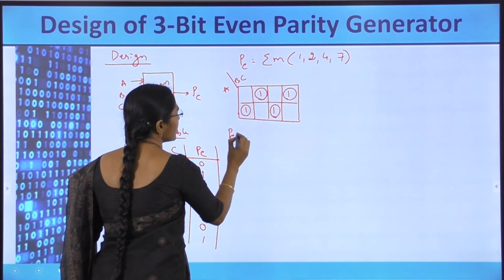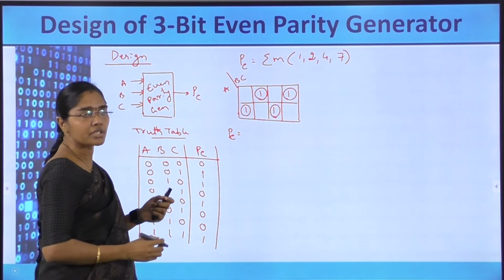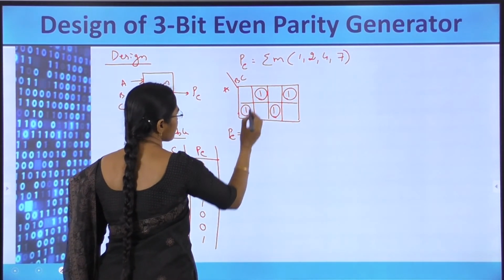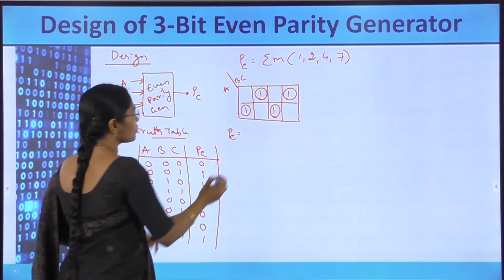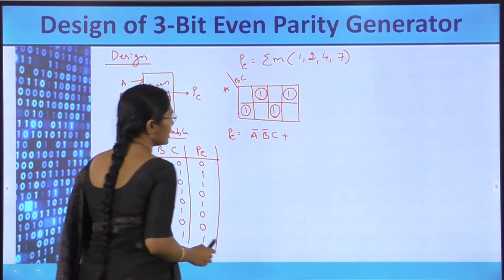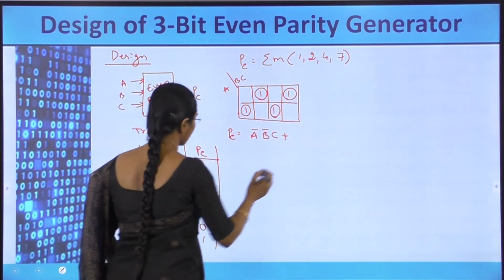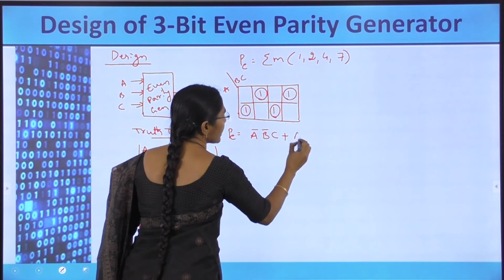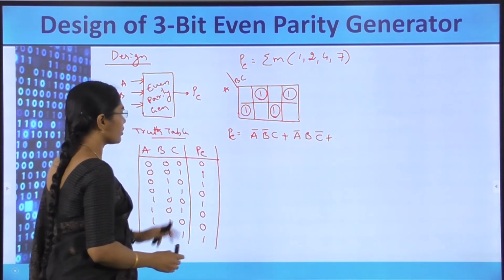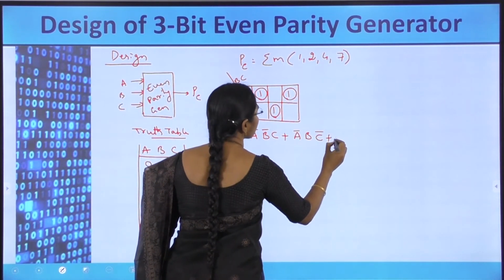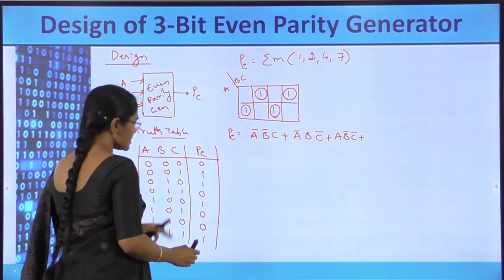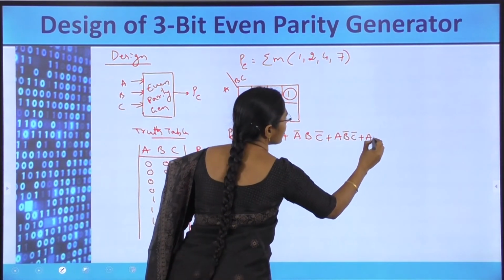So if you write the expression, what is our PE? PE is equal to the first term, that is 1, which is 0 0 1, so I can write directly A bar B bar C. Next, 2 is 0 1 0, so A bar B C bar, plus 4 is 1 0 0, that is A B bar C bar. Next is 7, that is A B C.